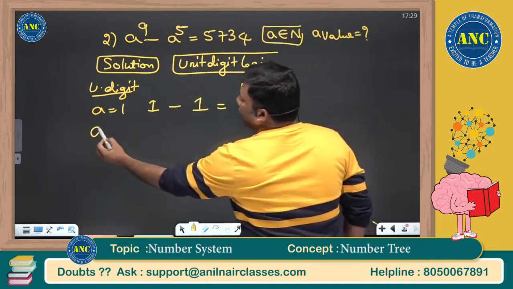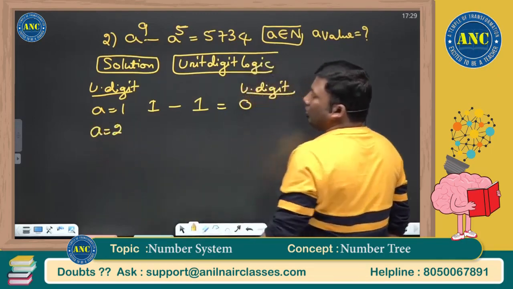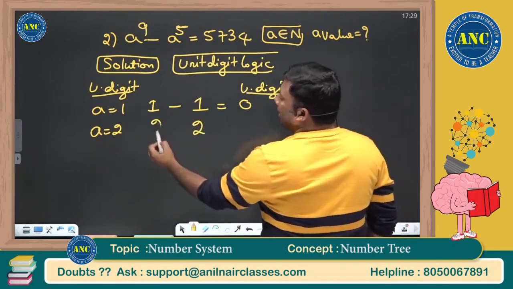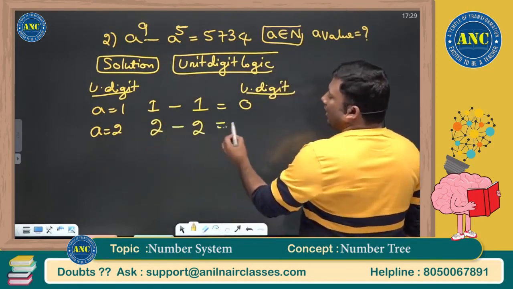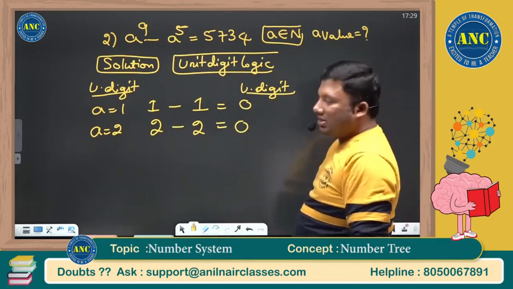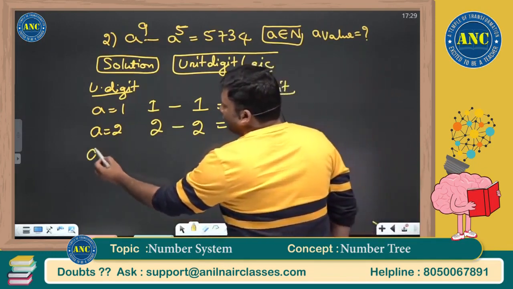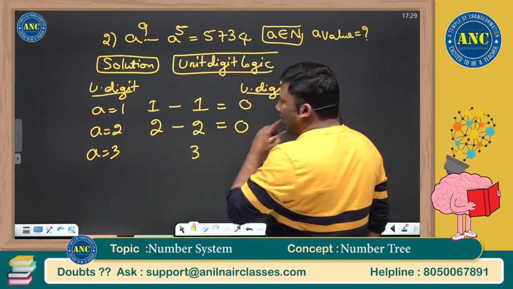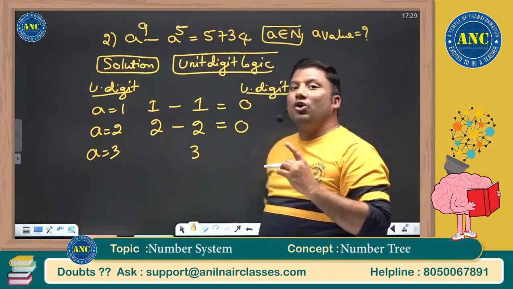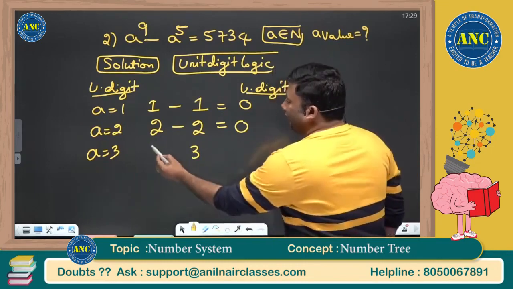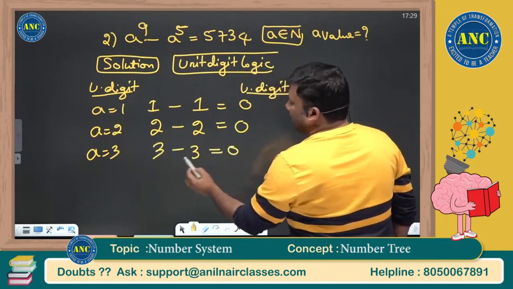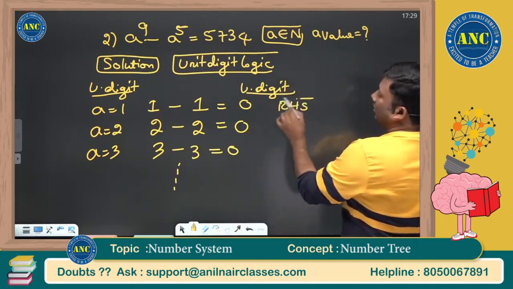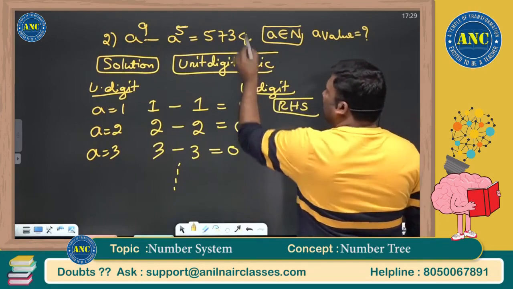If A has unit digit 2, 2 power 5 is 32 and 2 power 9 is 512. 2 minus 2 is again unit digit 0. If A is 3, 3 power 5 is 243, and 3 power 9 is 3 cube whole cube, so 7 cube, which is 343. 3 minus 3 is 0. Always the RHS unit digit will be 0.